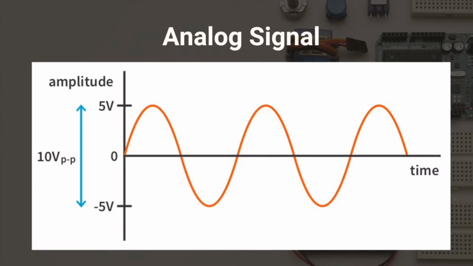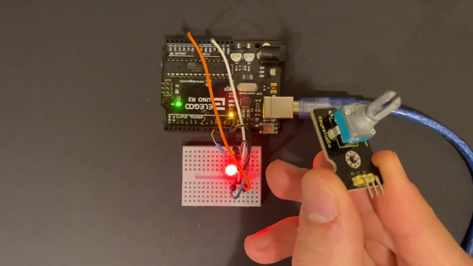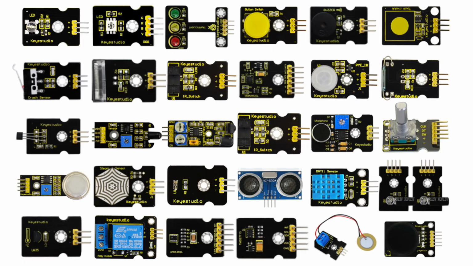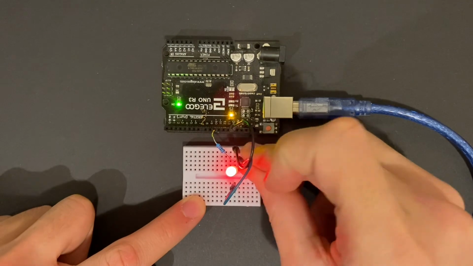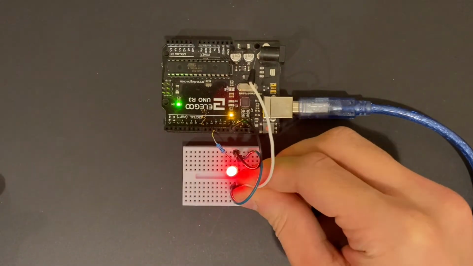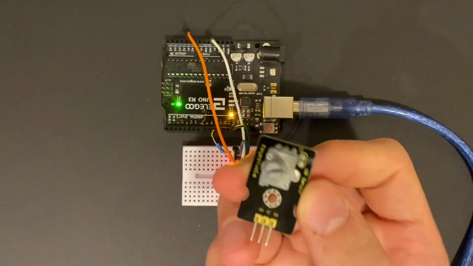Analog output is cool and all, but let's try to read an analog input. For this, we can use a potentiometer. I'm using one provided by Keys Studio. They have an awesome collection of sensors, which I'll link to in the description below. But you can use any potentiometer, just follow the simple circuit diagram. I'll connect the negative side to ground, the positive to 5 volts, and the signal to pin A0.